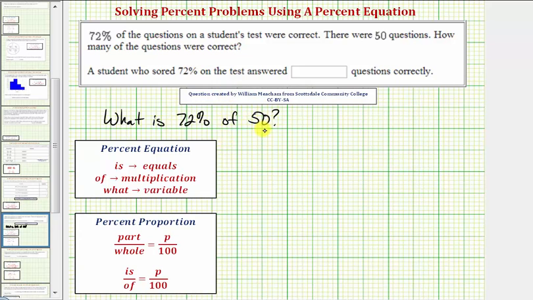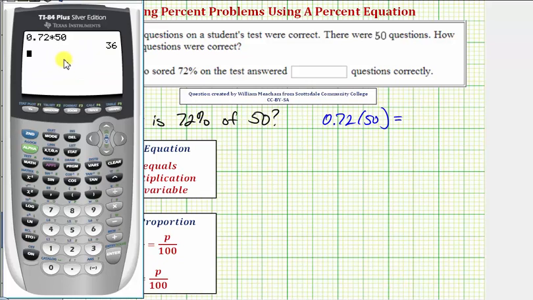There are several ways to answer this question, but the quickest way to determine the percent of a number is to convert the percent to a decimal and multiply. And since 72% is equal to 0.72, we would multiply 0.72 and 50 to determine 72% of 50. Let's go ahead and do this on the calculator, and then we'll come back and set this up more formally using the percent equation and the percent proportion.